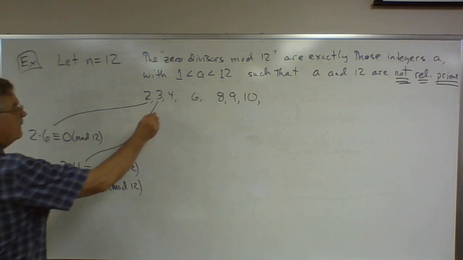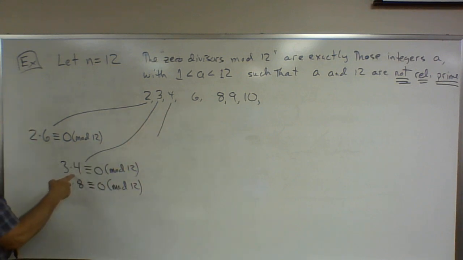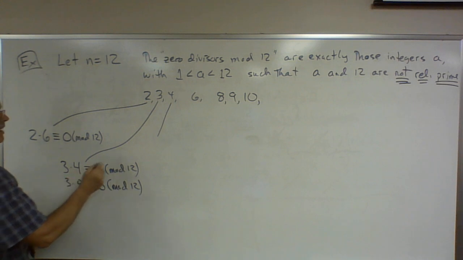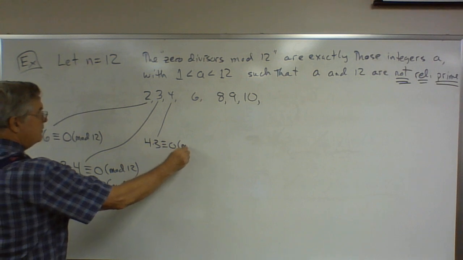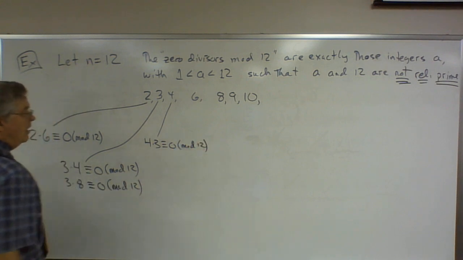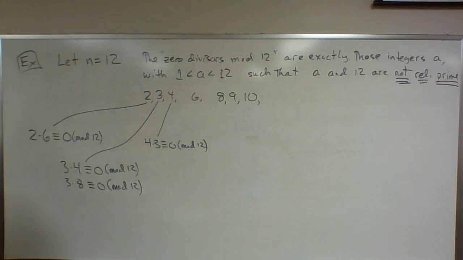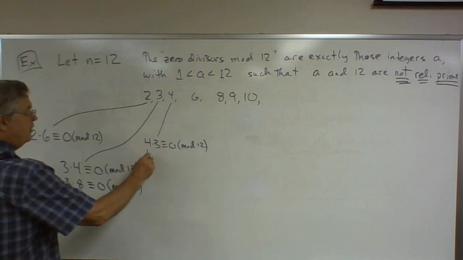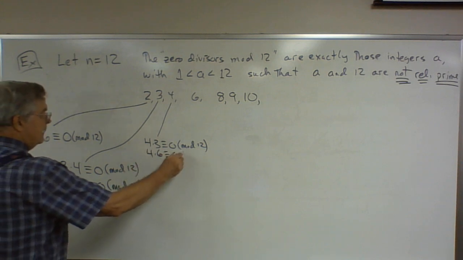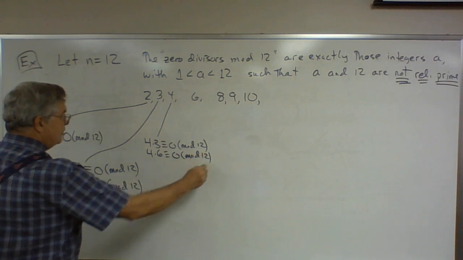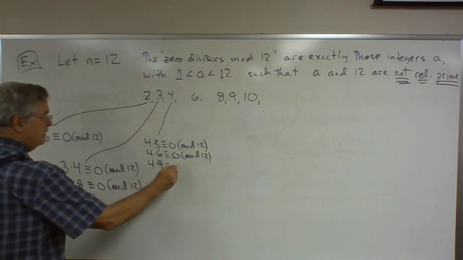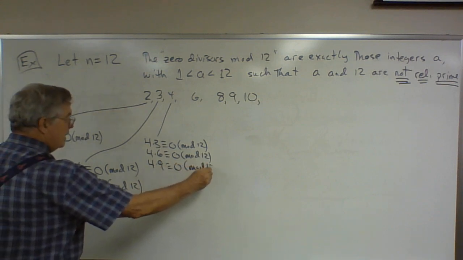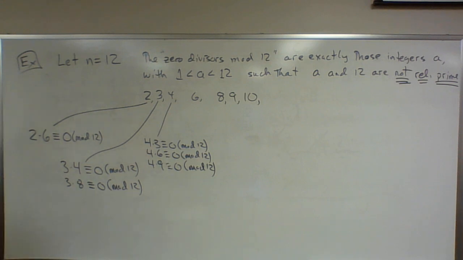Now, what about 4? Well, we have our answer right here. 4 times 3 is congruent to 0 mod 12. Was that the only possibility? I don't think so. What about 4 times 6? That's 24, which is 0 mod 12. What about 4 times 9? That's 36, which is 0 mod 12.